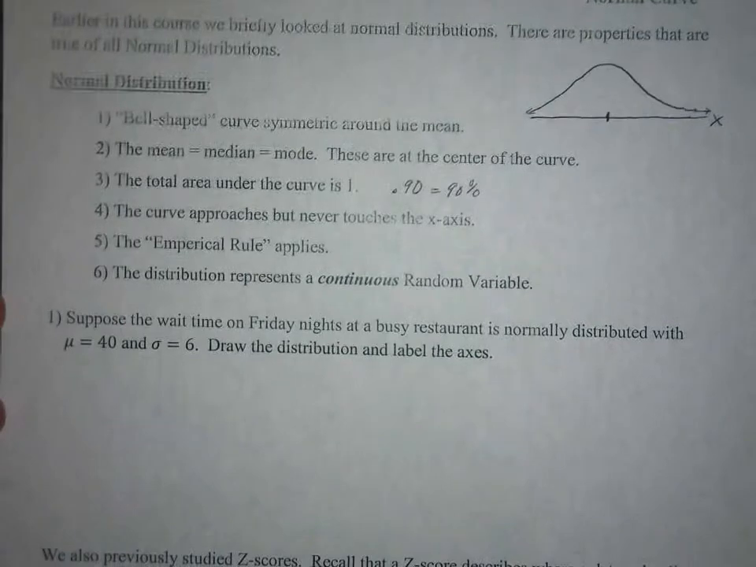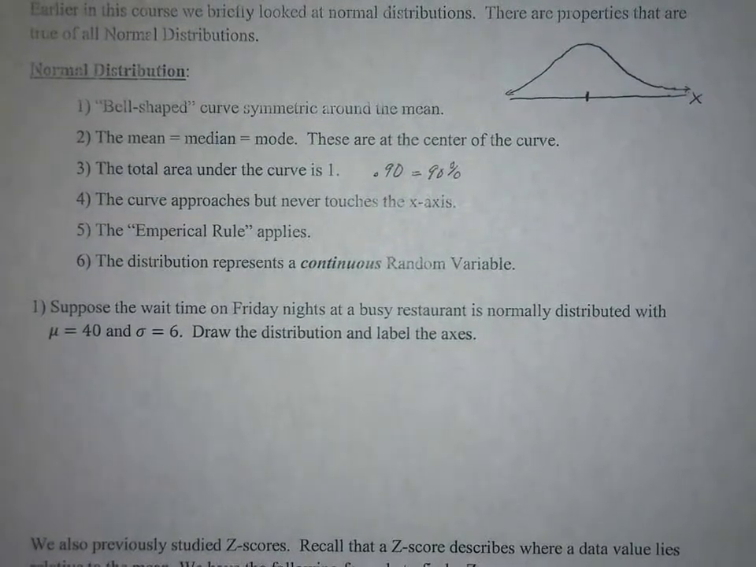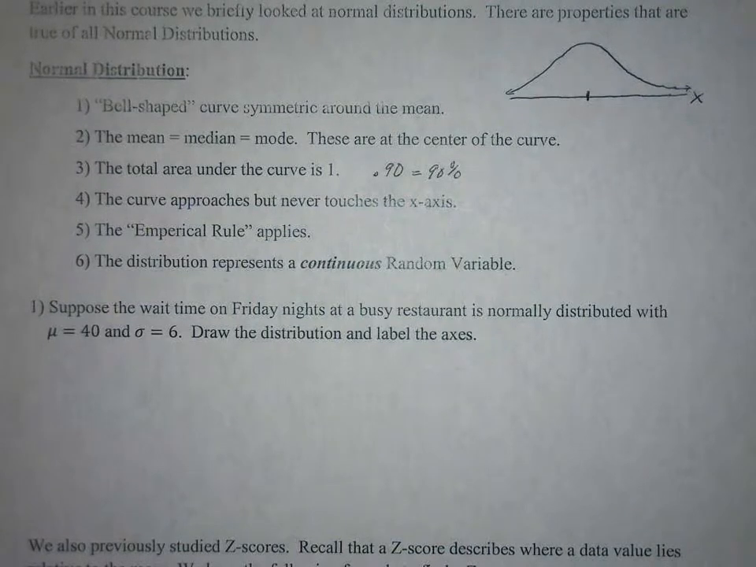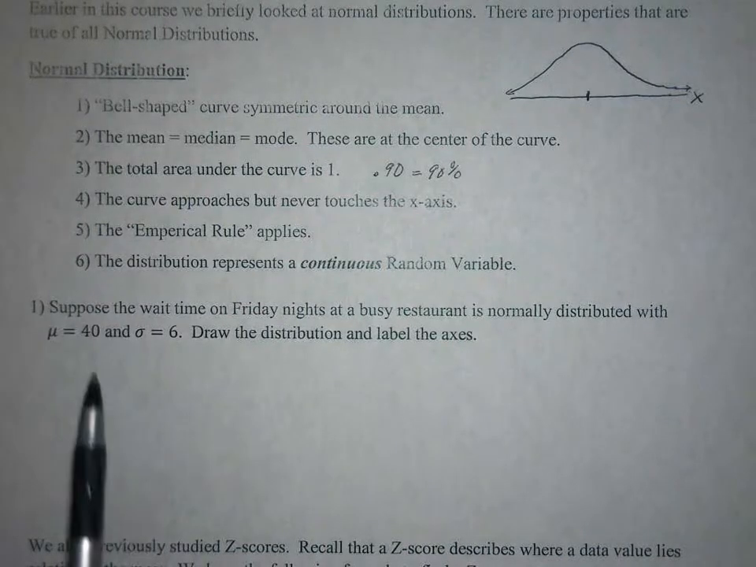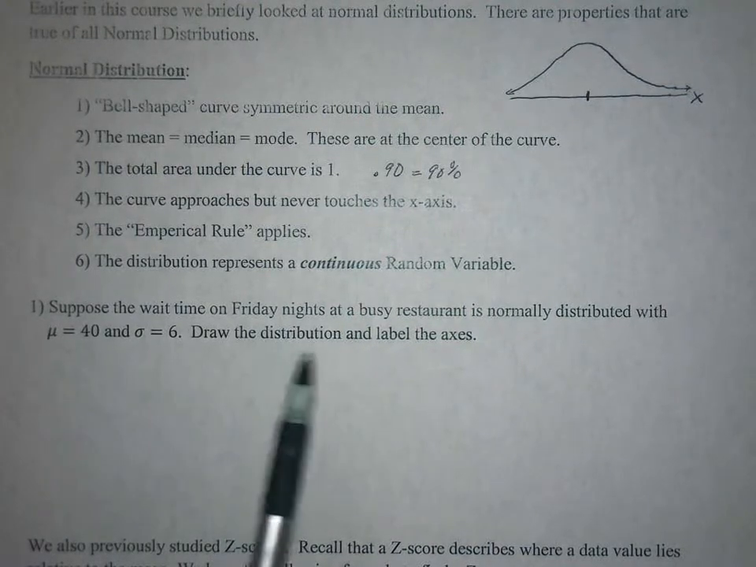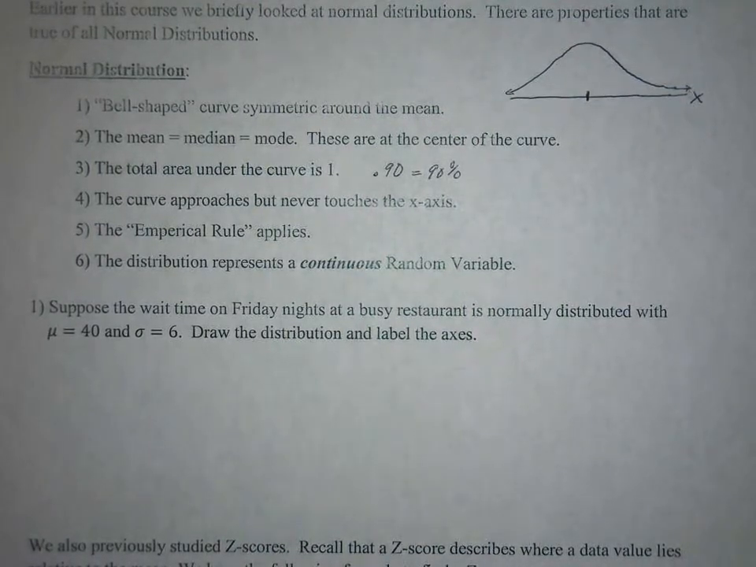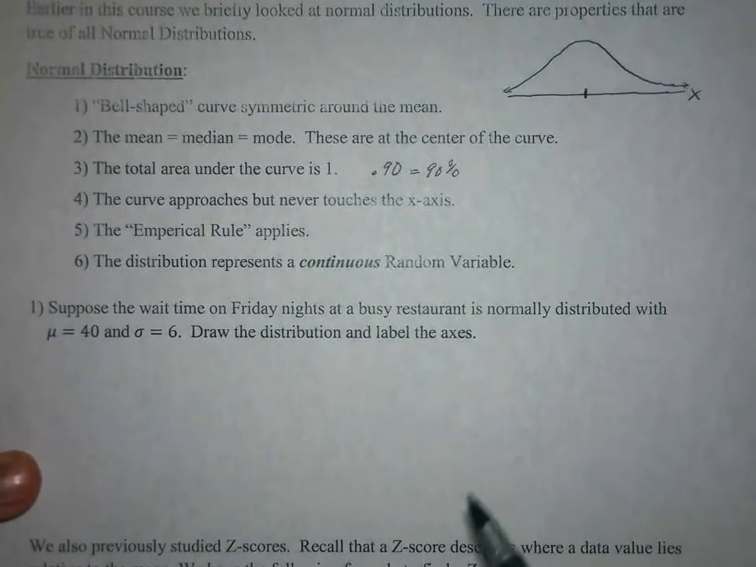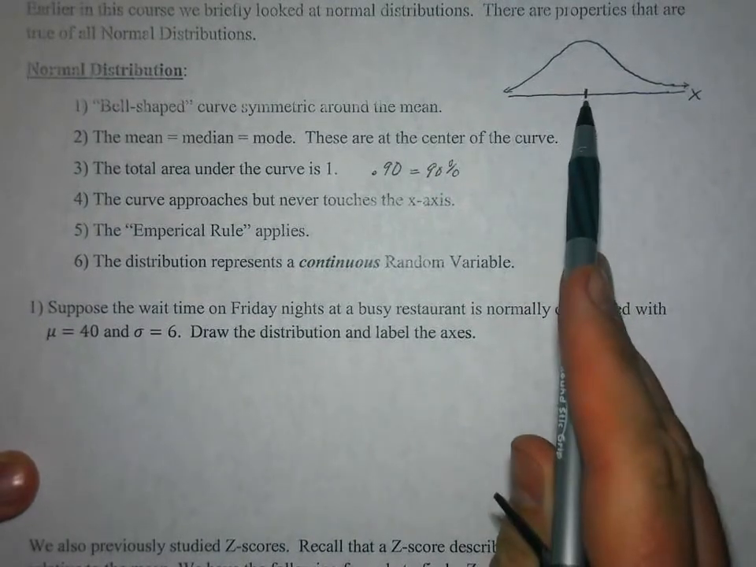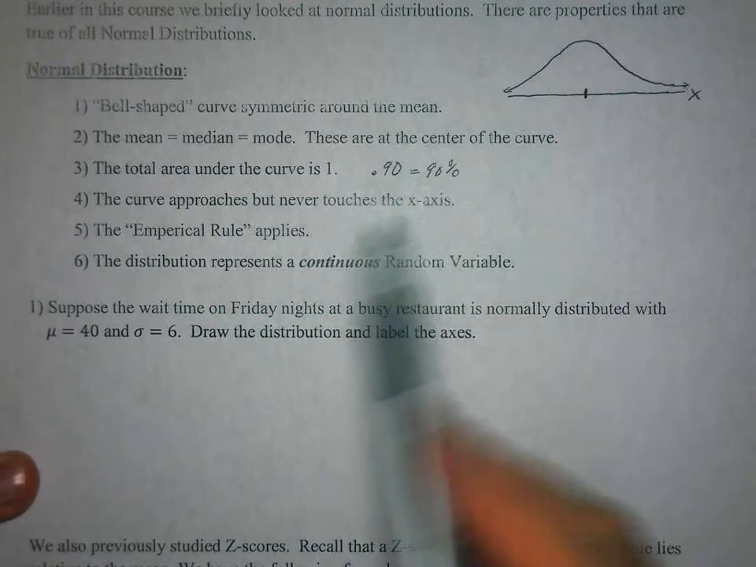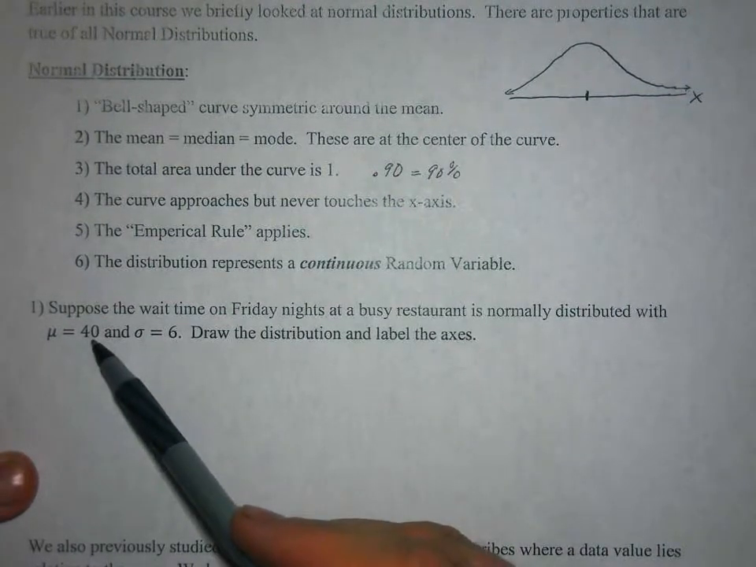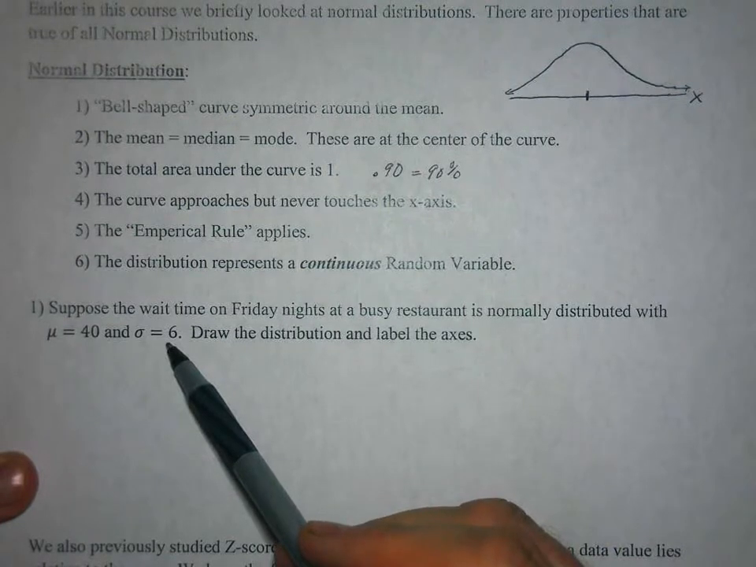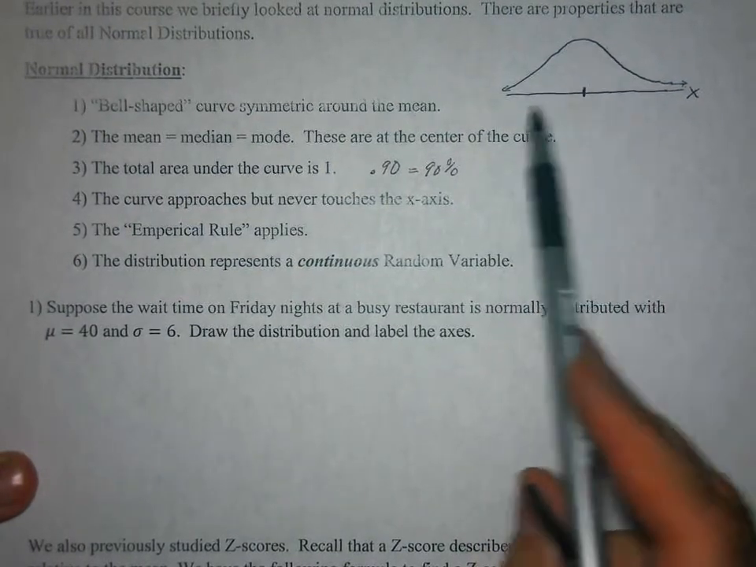As an example, suppose the wait time on a Friday night at a busy restaurant is normally distributed with a population mean of 40 and a population standard deviation of 6. So mu is 40 and sigma is 6. Draw the distribution and label the axes. What we're looking at here is just to introduce what the normal curve is and how to label it. So we're going to draw a shape like this, the normal curve, a bell shape, and then we're going to label the mean of 40 and the standard deviation of 6. We're going to label that along the x-axis.